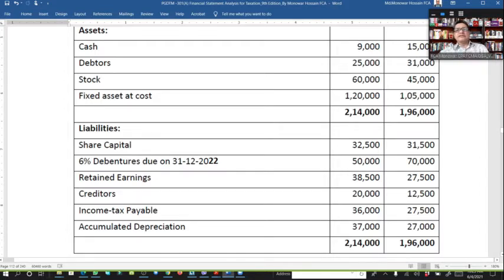This is the fixed asset at cost. So the total amount of fixed asset is here in the balance sheet, and each and every year we calculate the depreciation and charge it in the profit and loss account. So that accumulated figure is here, 37,000. The real fixed asset value is, if we minus 37,000 from the 1,20,000, then we get the actual value at this moment. But here it shows the total at cost, how much money was paid from the purchasing time.